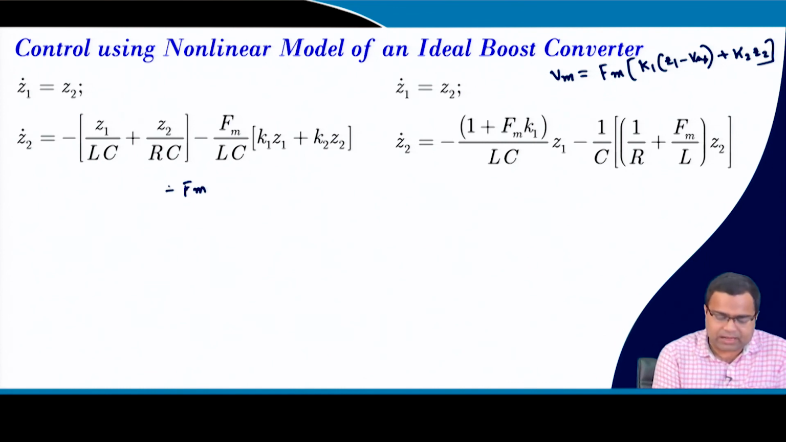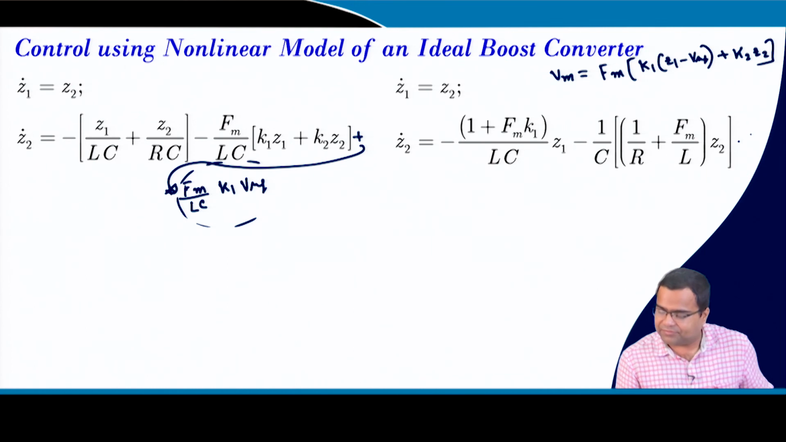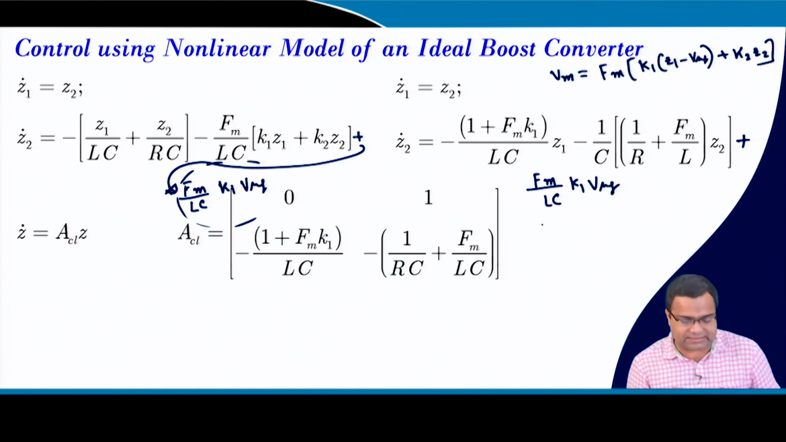So, this should be plus Fm by Lc into K1 by into Vref. So, this offset term will also be there along with this. That means this term should come here. Okay. Similarly, we will have another term which will be Fm Lc K1 Vref. But we want to analyze stability for this system.